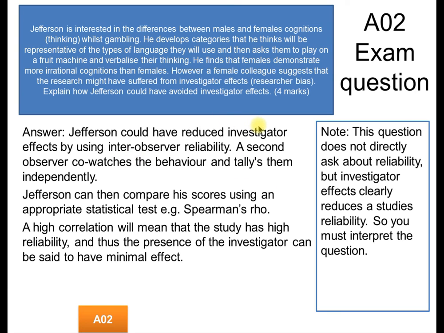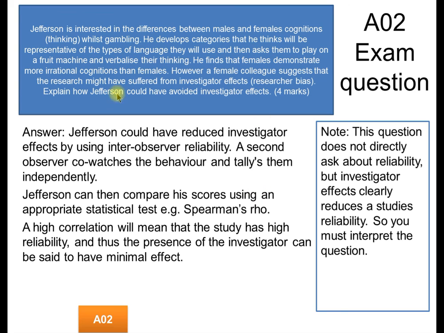Well, Jefferson could have reduced investigator effects by using inter-observer reliability. A second observer co-watches behavior and tallies them independently. Jefferson can compare his score using the appropriate test. A high correlation means this. The question does not directly ask about reliability, but investigator effects clearly reduce the study's reliability.